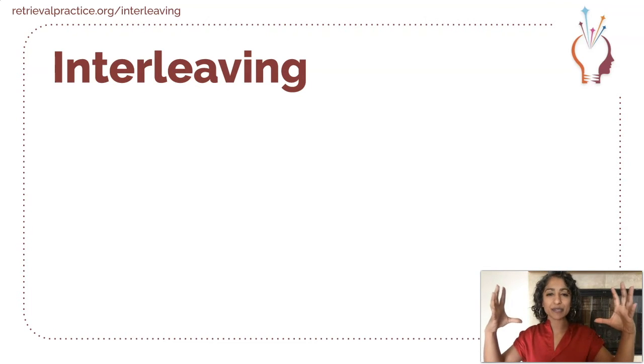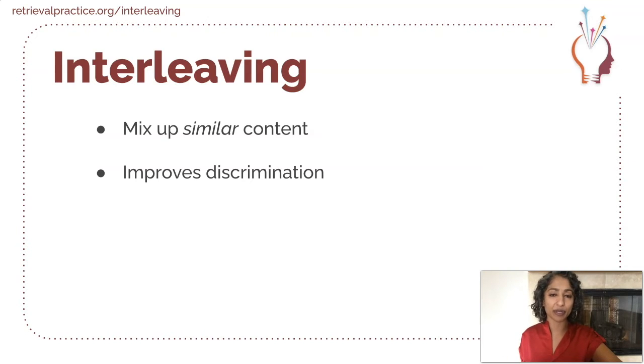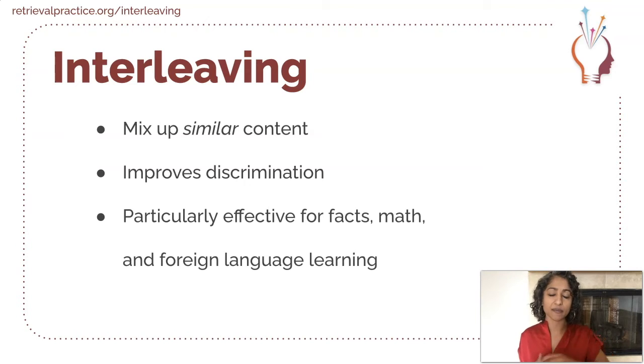This is sort of taking spacing and making it hyper-specific. With interleaving, it's encouraging students to mix up similar content. And I'll give you an example in a moment. What this does, it improves students' discrimination. What's the similarity and differences between related concepts? We know from a lot of research that interleaving is helpful with discrete facts, let's say from biology, mathematics, formulas, the way to apply a formula for an addition problem versus a subtraction problem.